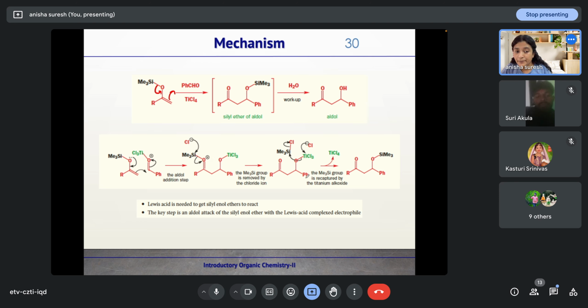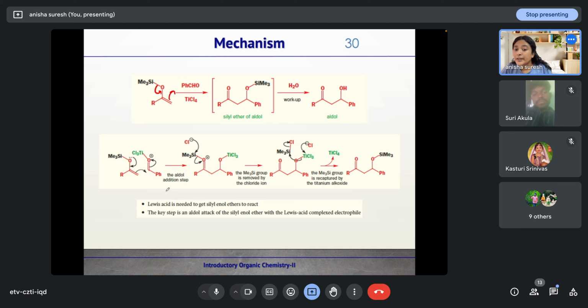It will lead to formation of this intermediate. Now what will happen? The Me3Si group is removed by the chloride ion. Now this titanium alkoxide will be replaced by the Me3Si group. Here this bond will break and attack the silicon, the Cl minus will be removed, and TiCl4 will regenerate and we will get this intermediate. Now upon workup, it will lead to formation of this aldol.